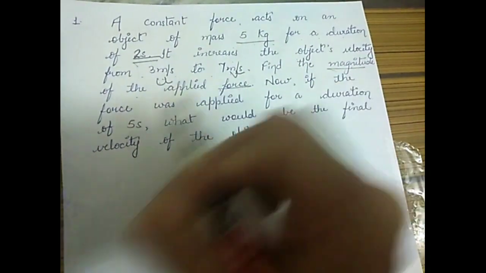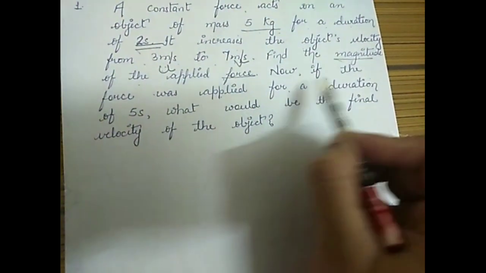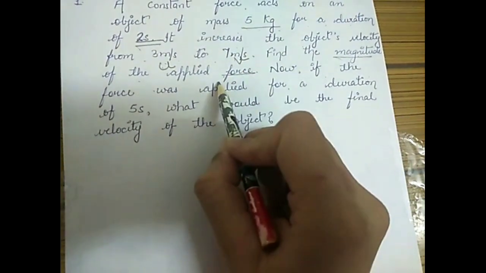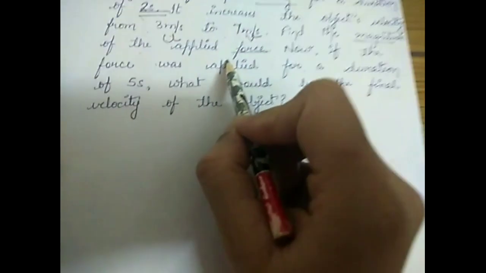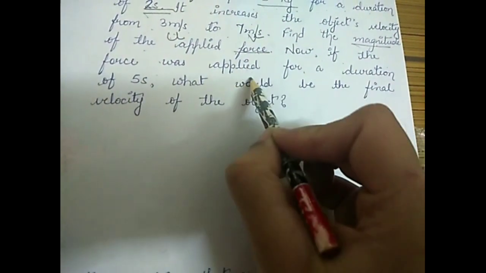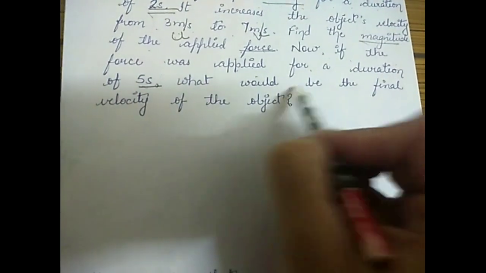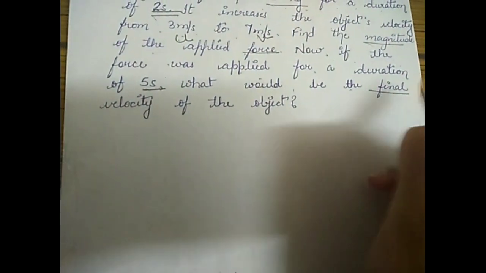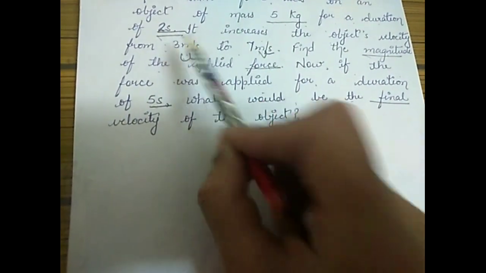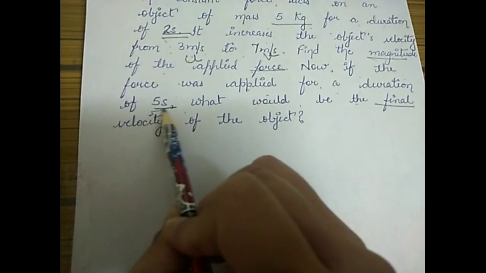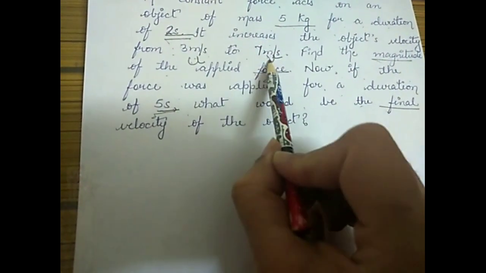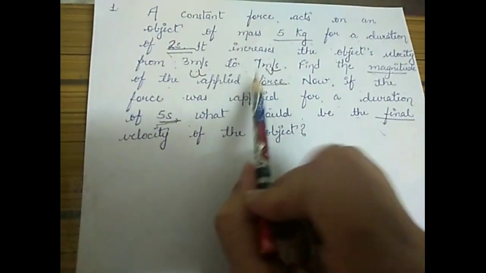Magnitude of force. Now, if the force was applied for a duration of 5 seconds, what is next? After finding the magnitude of force, what you need to find out is, if the same force was applied for a duration of 5 seconds, what will be the final velocity? Firstly, the force acted for 2 seconds, and in the last, the force acts for 5 seconds. Then what will be the final velocity? For 2 seconds, the final velocity is 7 meters per second. But for 5 seconds, what will be the final velocity? That you need to find out.